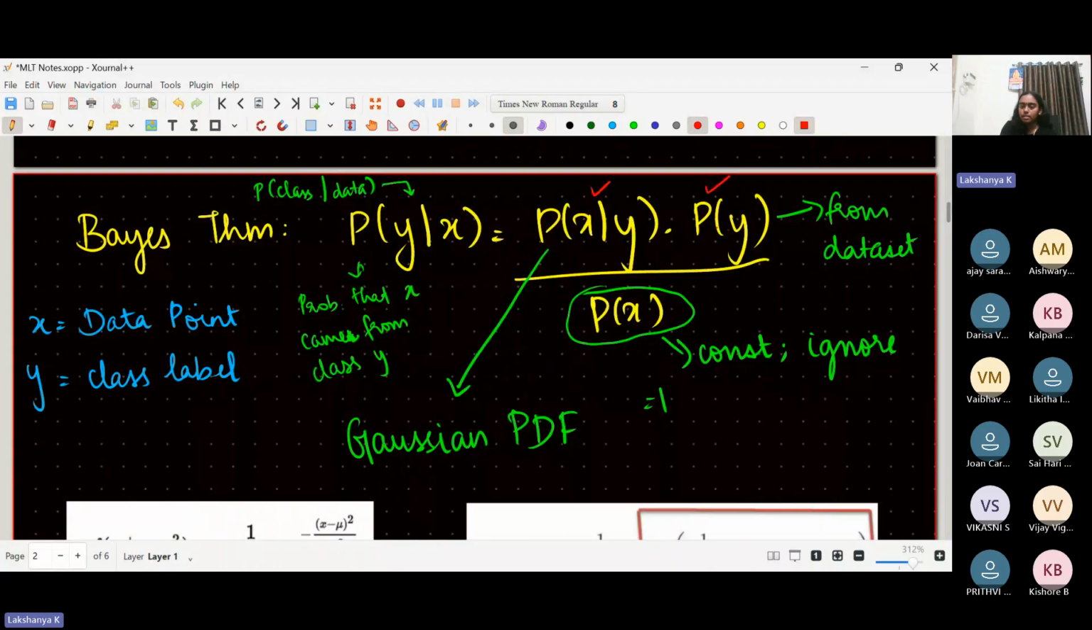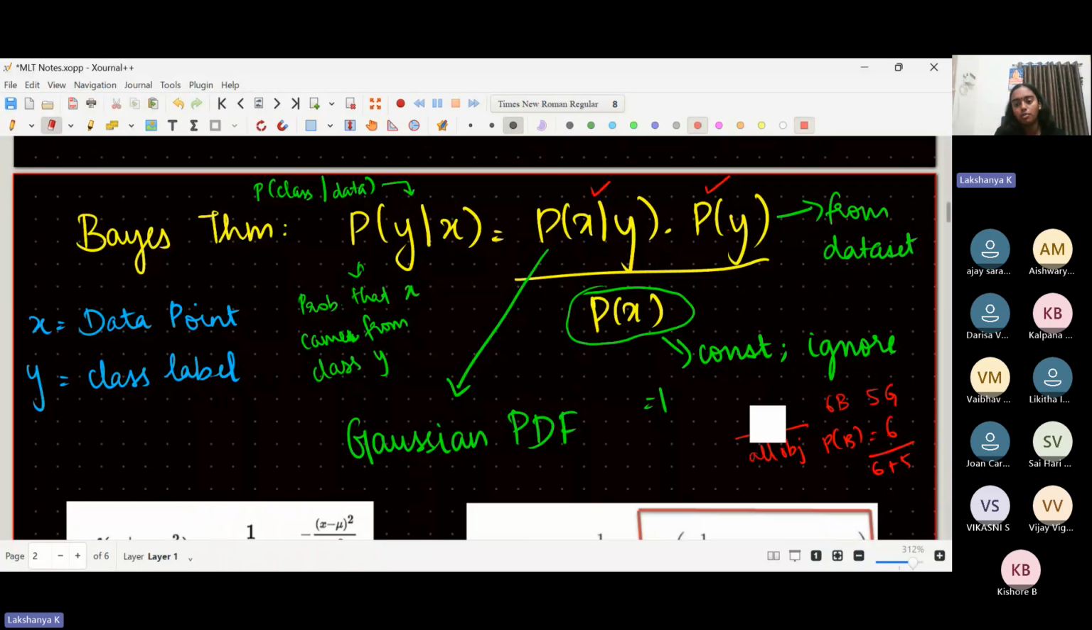Now P of y is very straightforward to compute. You just go to your data set, you see how many objects of class y divided by total number of objects. So let's say if you have a bag containing 6 blue marbles and 5 green marbles, then your P of B is just going to be 6 upon 6 plus 5. This is how you compute your P of y. This is very straightforward. Now, how do we compute P of x given y?